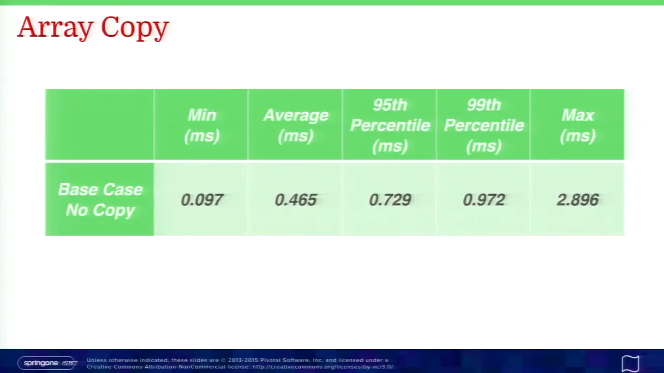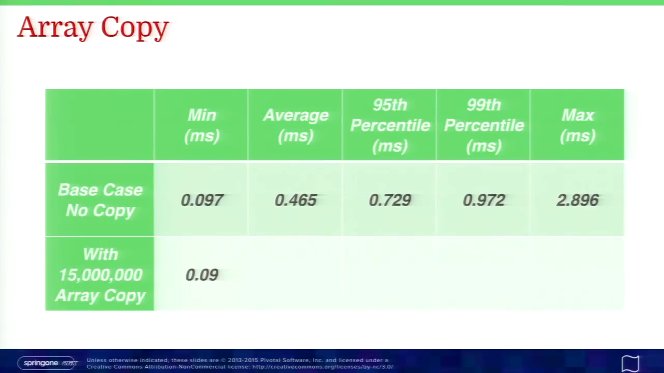Now what happens? Well, here's our base case with no copies. Now we have our 15 million, so the min is pretty much the same. The average, we're already starting to see a significant difference. We've gone from less than a millisecond to 62 milliseconds by just adding this array copy in.